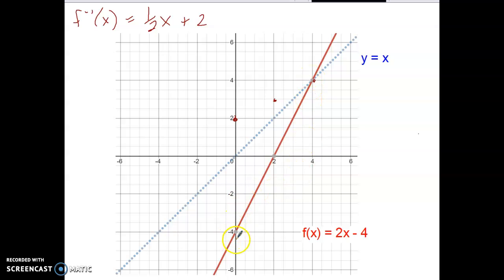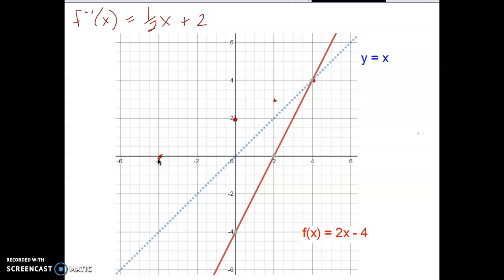All right, now look at this one. On the y-axis, my original y-intercept was -4, and that means that my x-intercept should now be -4, because remember, those are going to swap places. I'm going to swap my x and my y. So my x-intercept was at 2. Now my y-intercept is at 2. My y-intercept was at -4, so my x-intercept should be at -4.